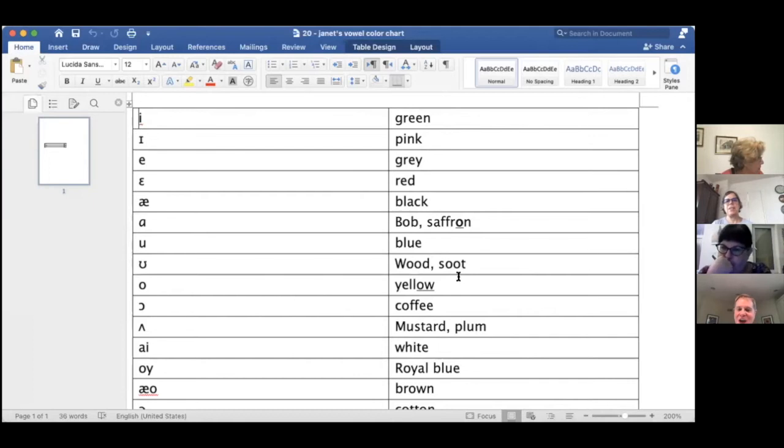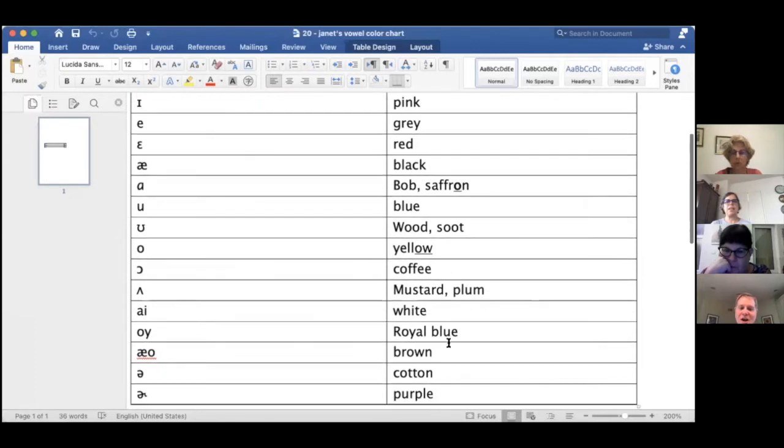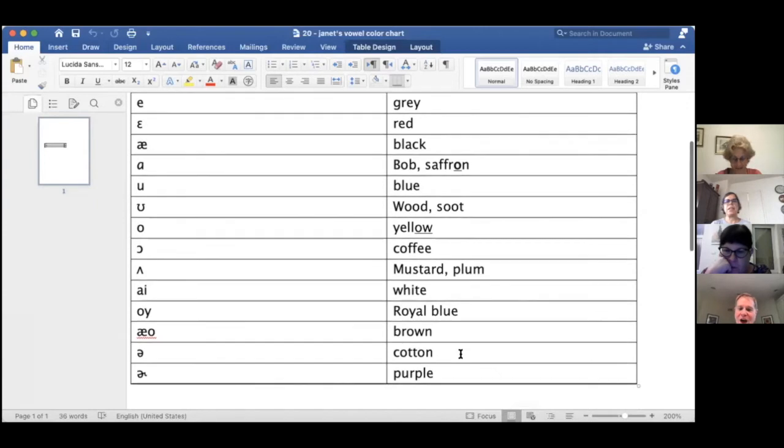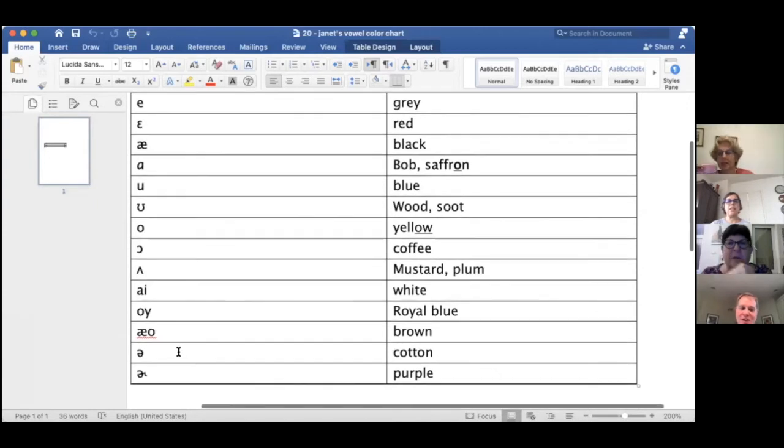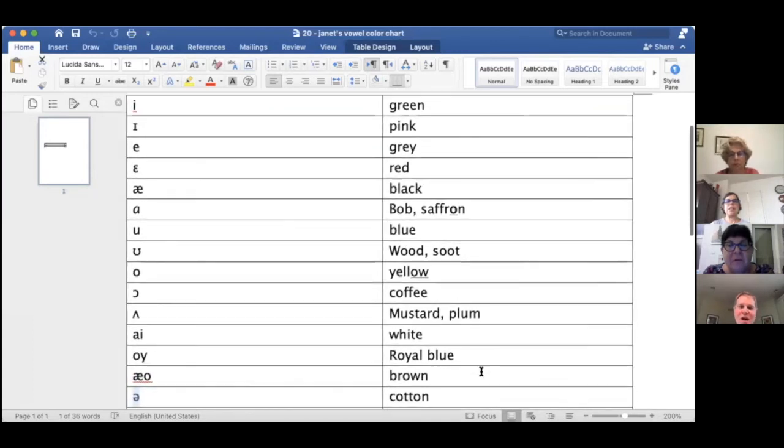The next sound is like in plum. And then we've got 3 diphthongs, I, oi, and ow. We've got a sound, which this little upside down E is actually called the schwa sound. We got the word from Hebrew. And the last one is an r sound.